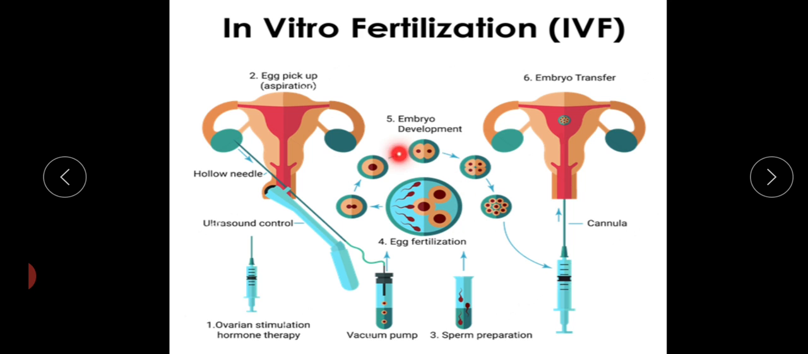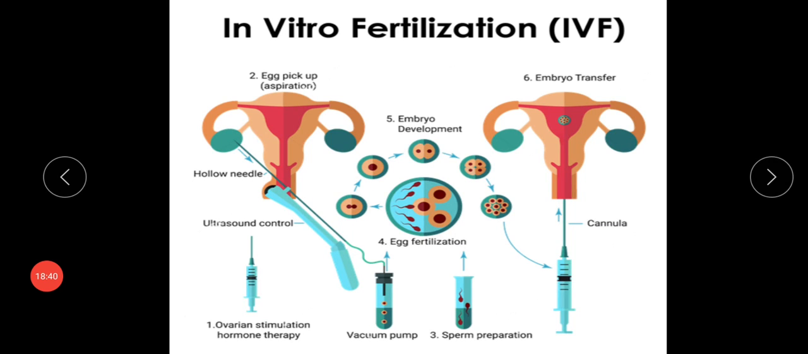From zygote it has converted into embryo, divided itself, and this embryo with the help of cannula will go from vagina to uterus, and here in uterus it will implant itself, that means attach itself to the wall of uterus. So this is the entire process of in vitro fertilization.